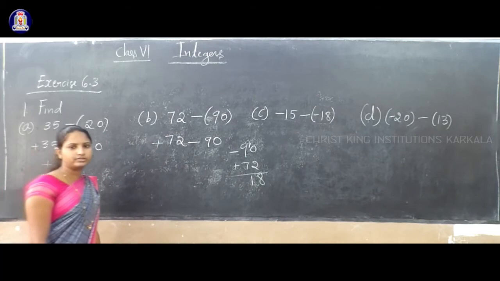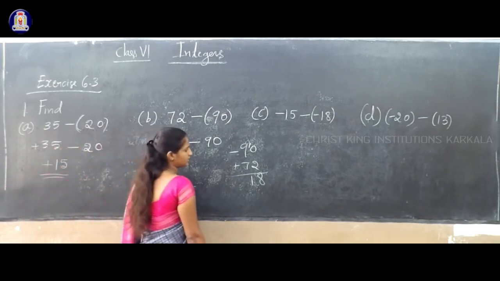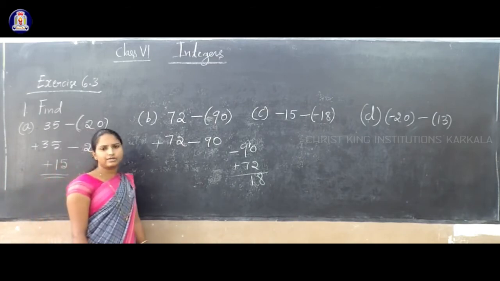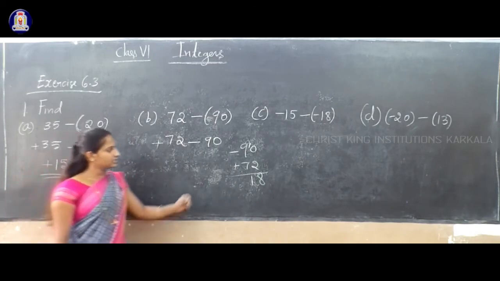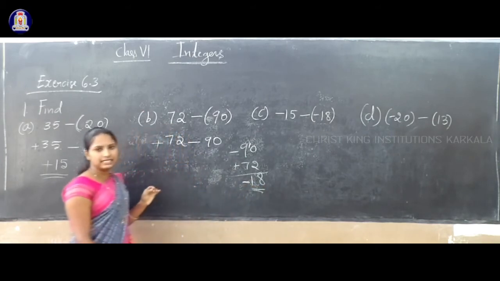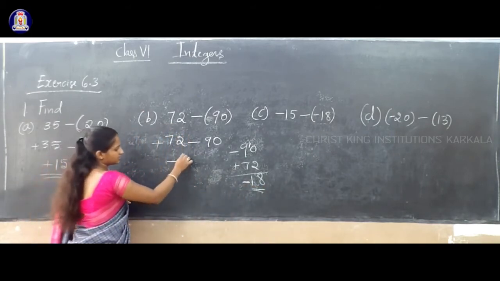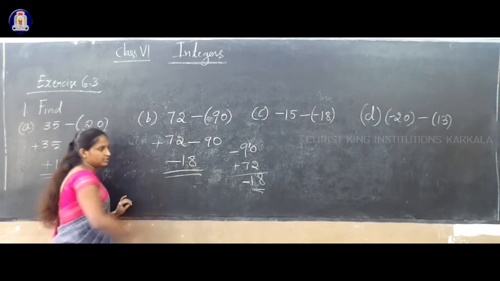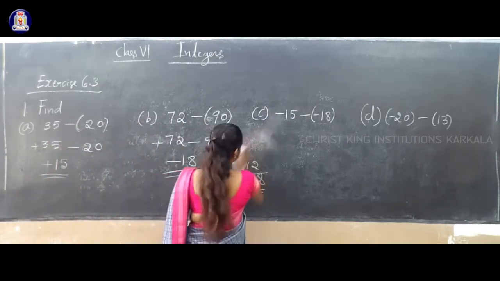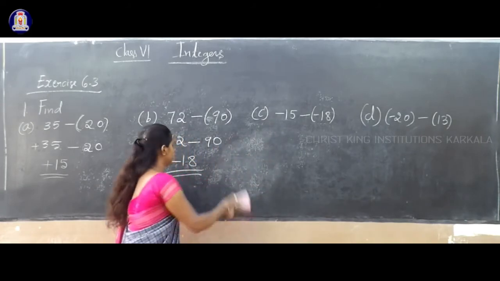Next, you have to take the greater number's sign. Which is a greater number? 90 is greater than 72. So the greater number's sign is minus. Understood? Minus 18 is the answer. So what is the answer? Minus 18. Understood? So plus and minus gives minus, answer minus 18.